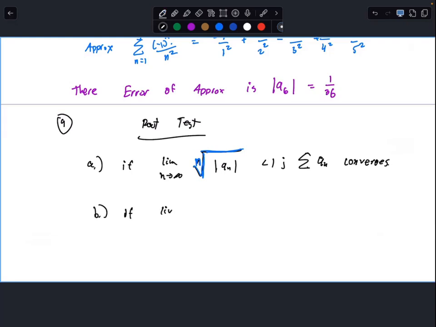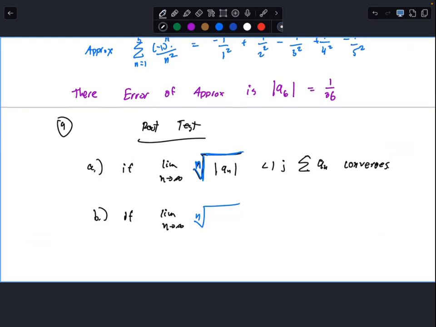If the limit as n goes to infinity of the nth root of the absolute value of a sub n is greater than 1, then that means our series diverges. If even taking the nth root of the growth of the sequence that we're taking is greater than the ratio of 1, then that means it's growing too fast for us. And therefore, it's going to always diverge.